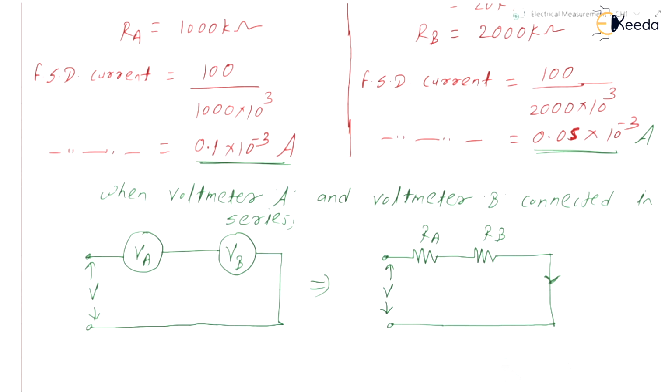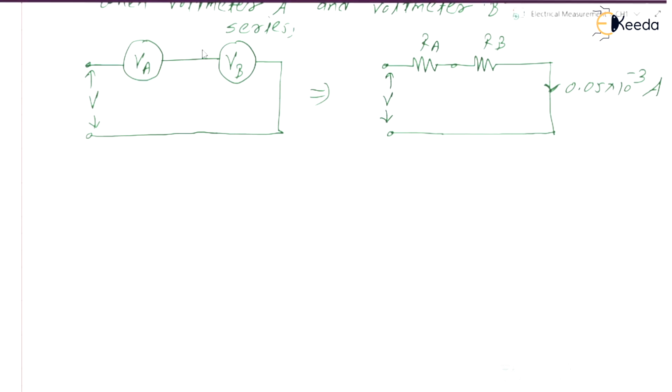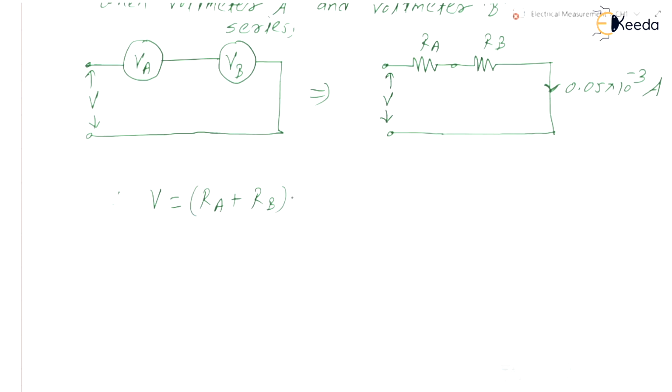Okay, so that's why here, when these two voltmeters are connected in series, the allowable current is 0.05 into 10 to the power minus 3 ampere only, right? Now from this can we find the V? Yes, that V is nothing but the voltage that can be measured by the series combination. Therefore V is equal to, according to Ohm's law, (RA plus RB) into 0.05 into 10 to the power minus 3.